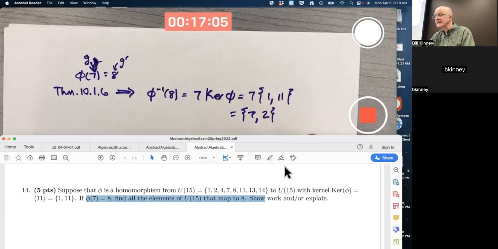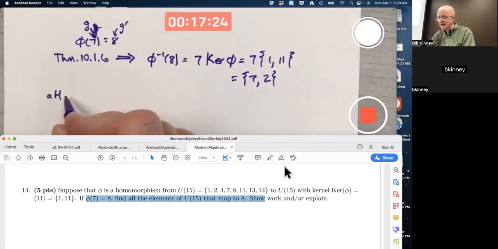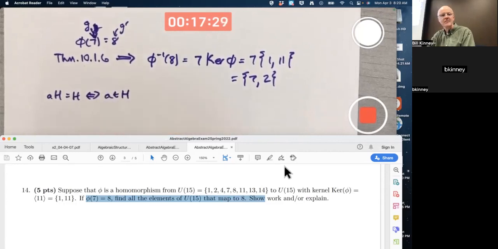Notice this is not a subgroup. It doesn't contain 1, for one thing. It's not a subgroup of U15. Cosets in general are not subgroups. They're only subgroups when they equal the original subgroup: aH equals H if and only if a is in H. So the coset is only going to be equal to H, and only going to be a subgroup, in fact, if the representative is already in H. Otherwise, it's not going to be a subgroup.